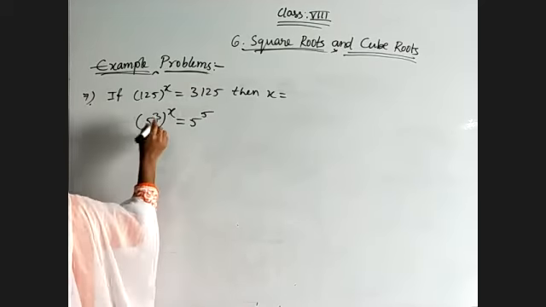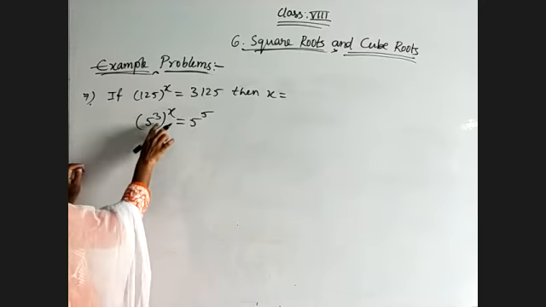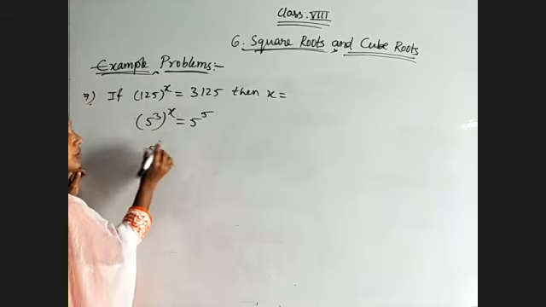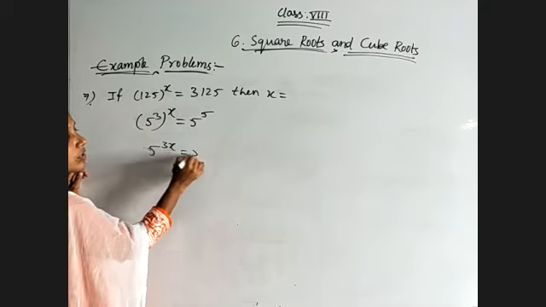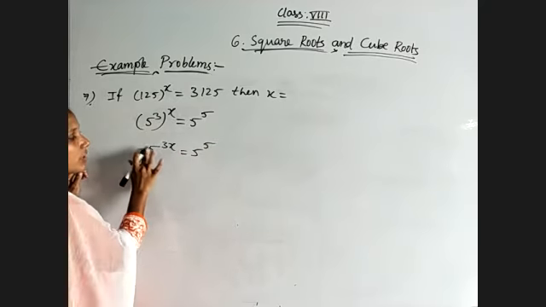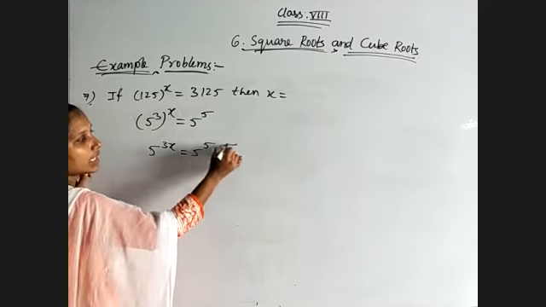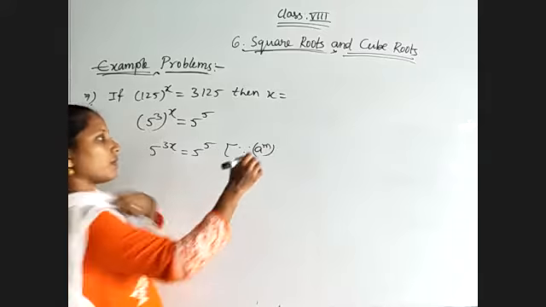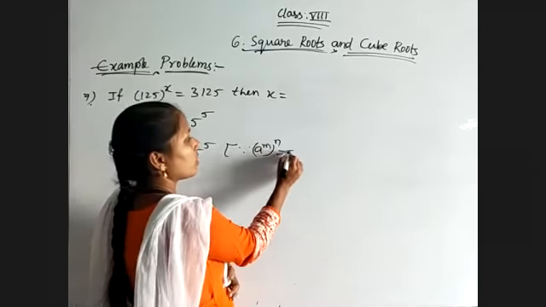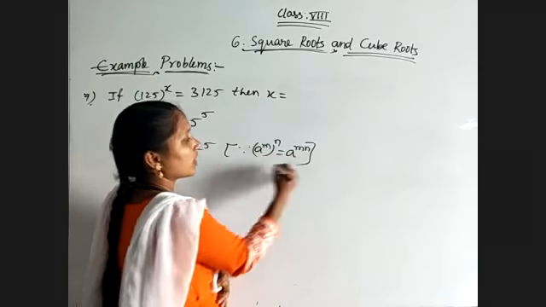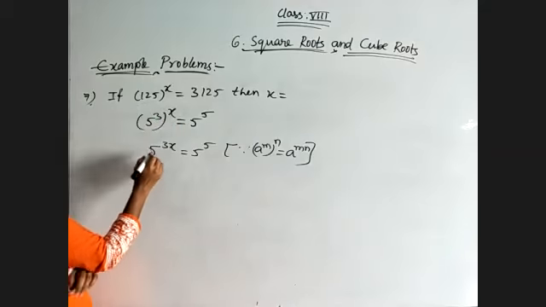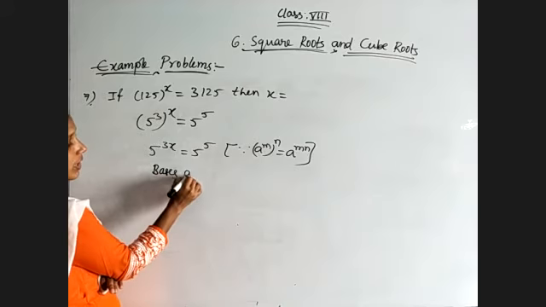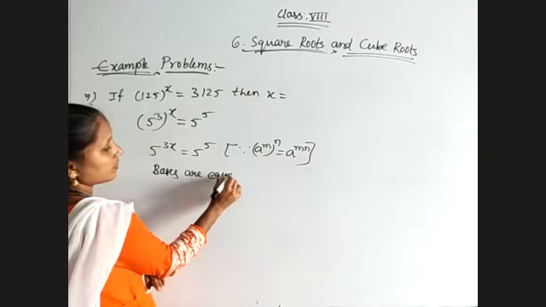That's right. So 5 to the power of... it is in the form of a power m whole power n, that is a to the power of m into n. 3x will be equal to 5 to the power of 5. Now because the bases are equal, and here we have used the law of exponents, a power m whole power n is equal to a to the power of m into n, and the bases are equal, so the exponents are also equal.